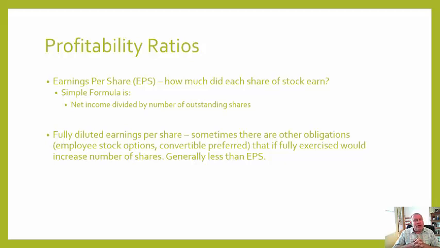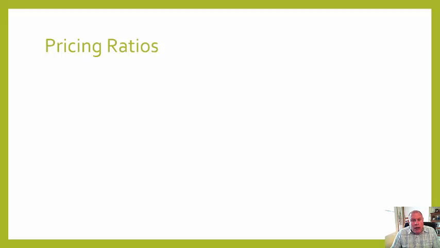Primary shares are those that are outstanding today. Fully diluted shares assume that all stock options, warrants, etc. are exercised, and that would increase the number of shares. And that's generally less than our earnings per share. So we have the profitability ratios, and these we are going to take a look at.